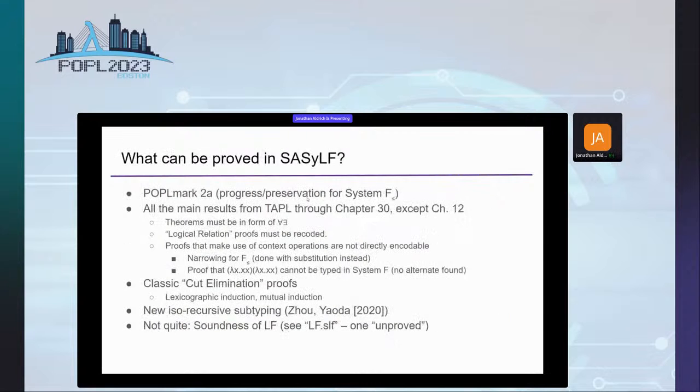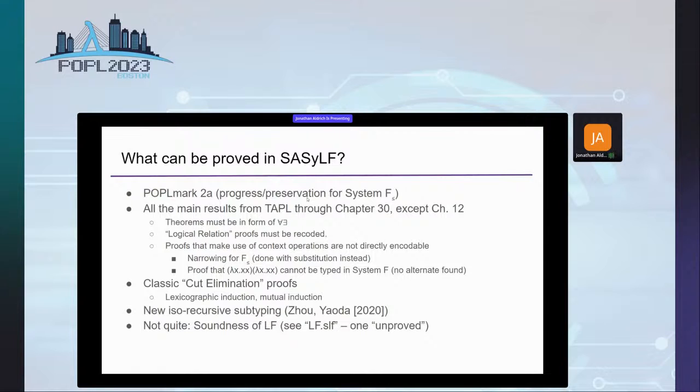Yeah. Well, this is a little bit of you too, but yeah. So what can be proved? Popplmark 2A. Probably some of the other Popplmark challenges, but we haven't done all of them. So this is your experience, John, with most of the main results in TAPL through chapter 30.